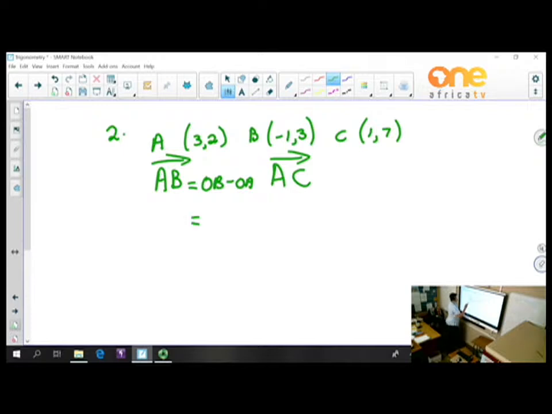So I can write coordinates as column vectors. We said that also in the previous lesson. My coordinates can change to column vectors because it's from that origin. It's a position vector that we have there. So this vector A is then (3, 2). And the vector B is (-1, 3). And the vector C is (1, 7).